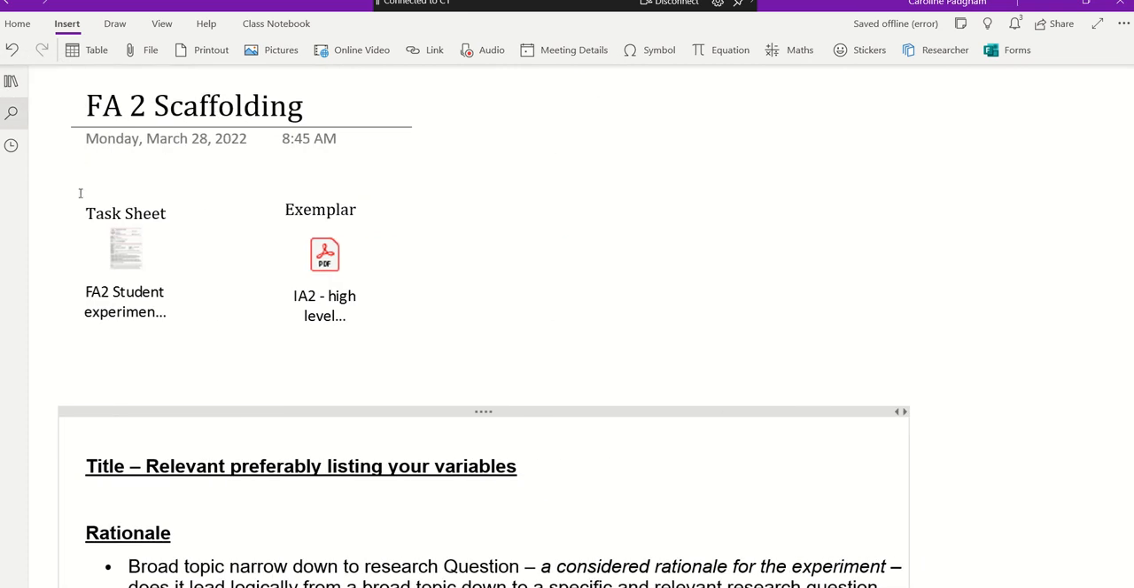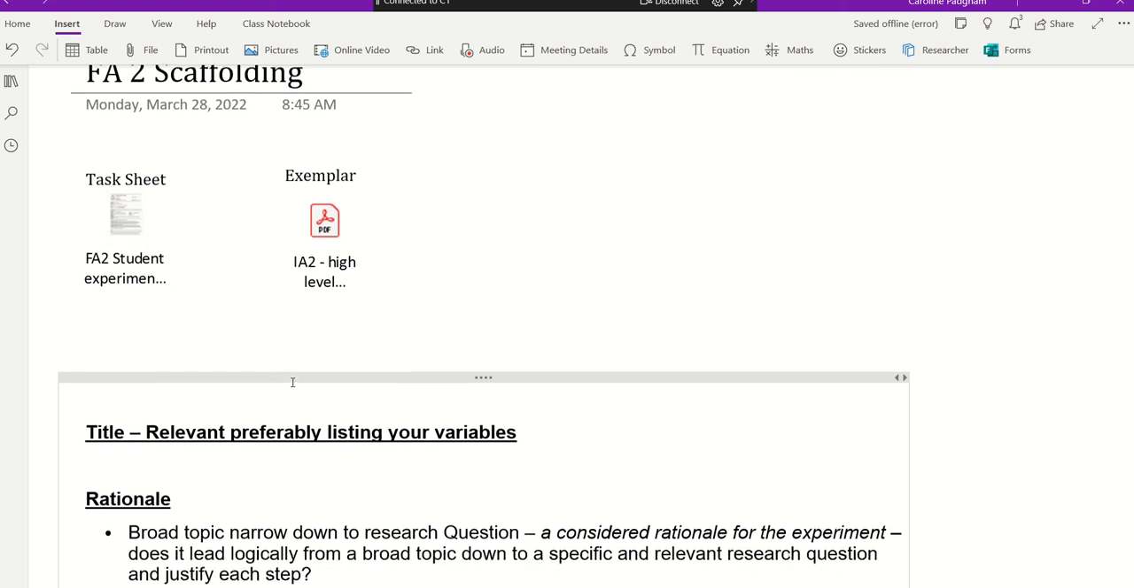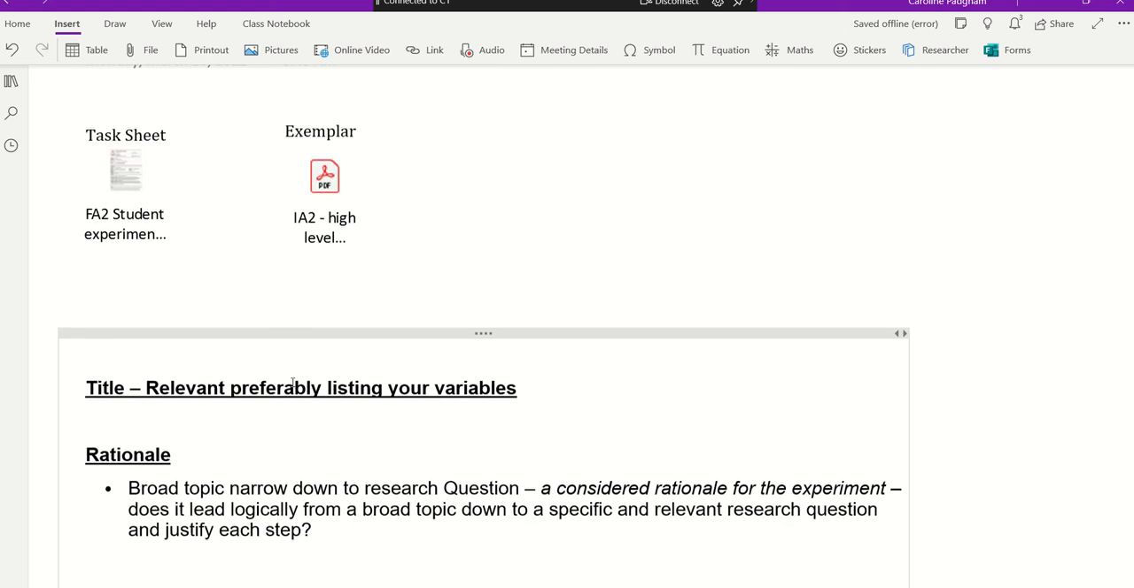The exemplar is not exactly how I like for you to do the report, but please use it as ideas for phrasing and ideas for looking for limitations and reliability, validity, that sort of thing. Use it for ideas, but don't worry if yours doesn't look exactly the same. Okay? So, task sheet's there, but what I've done is made a more detailed scaffold for you.